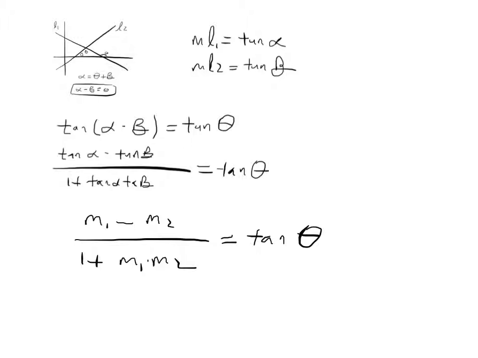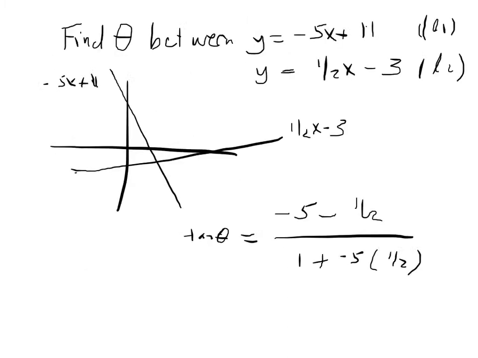And here's why this is a good formula for finding the angle between the lines. If you're given the equations of two lines, and you've got the slopes, then you know the tangent of the angle in between the lines. And if you know the tangent of that angle, you use tan inverse to find out what that angle theta is. So we'll look at a quick example.